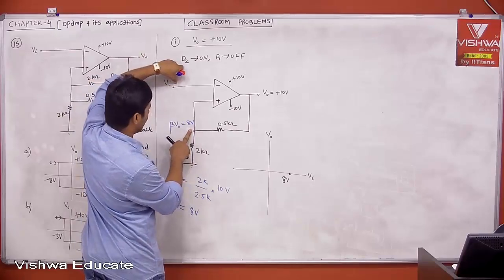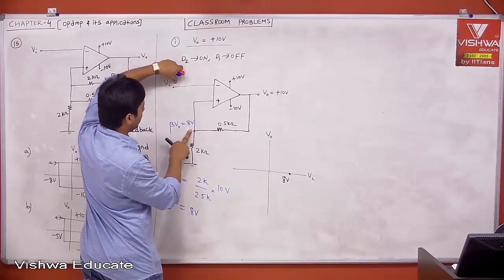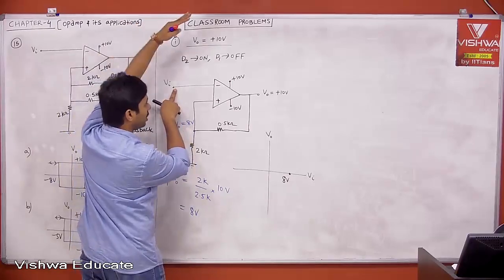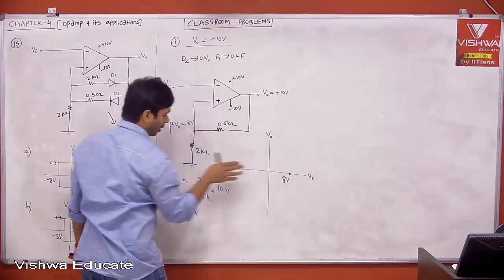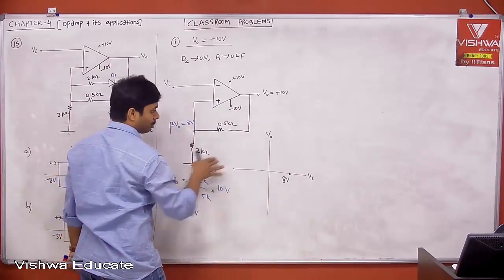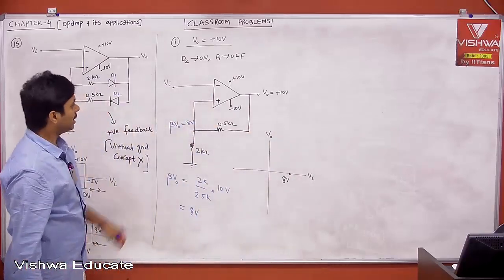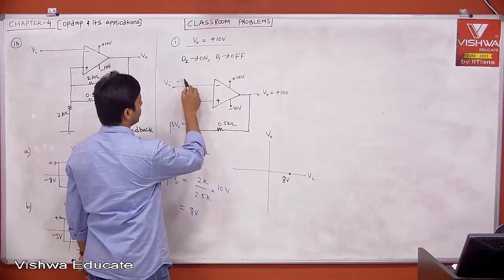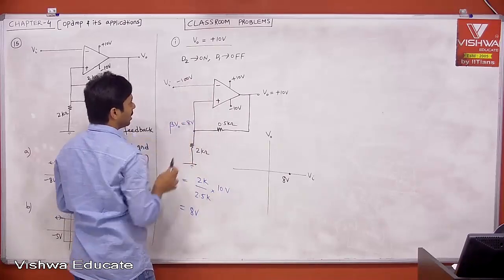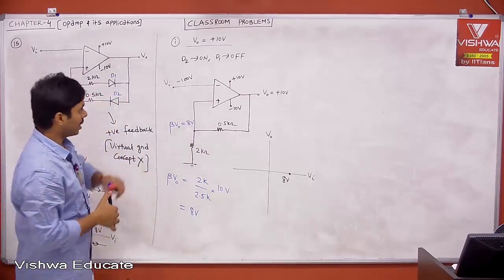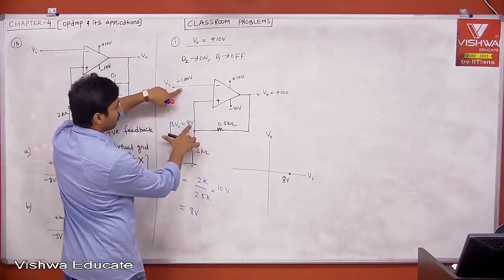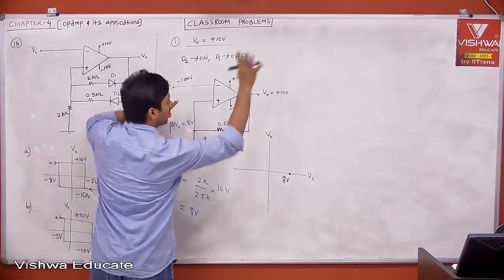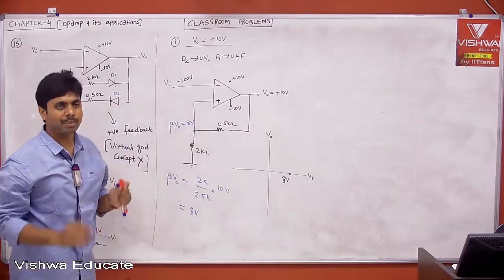Now tell me, this is your Vi. When I say this is your input voltage, when the input is swept from minus infinity to plus infinity, therefore Vi is swept from minus infinity to plus infinity. Then tell me, let us say minus 100. This is minus 100 and this is 8, which is more? 8 is more, then plus is more, output will be plus 10. Fine, because it is a comparator.